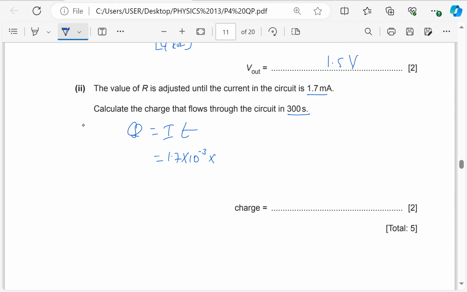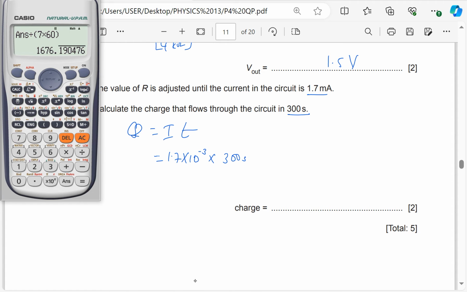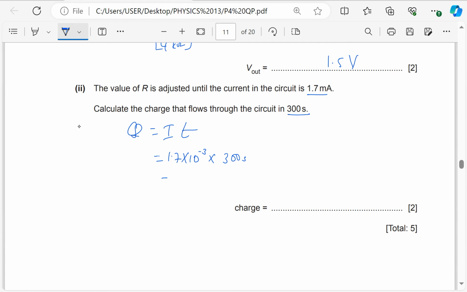Then times time, which is 300 seconds. Because I removed the milli, the answer will be in coulombs. So I have 1.7 exponent minus 3 times 300 seconds. So that is 0.51 coulombs.